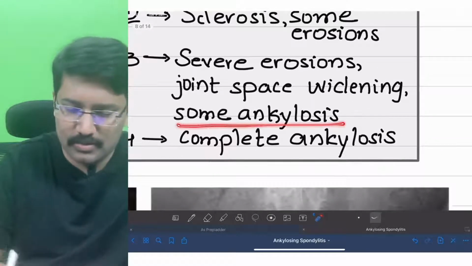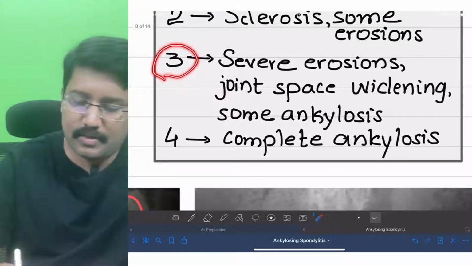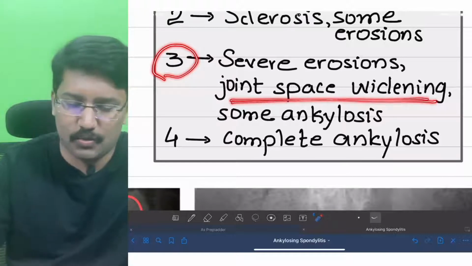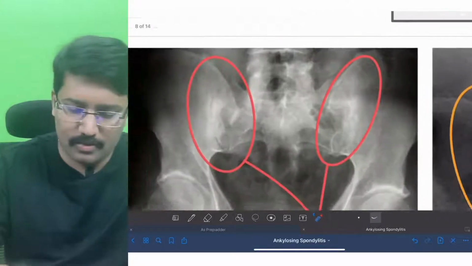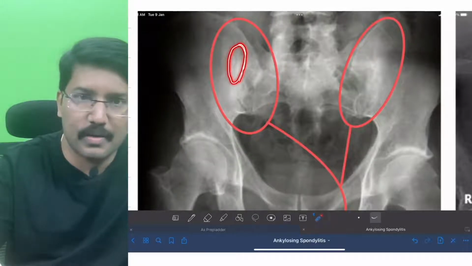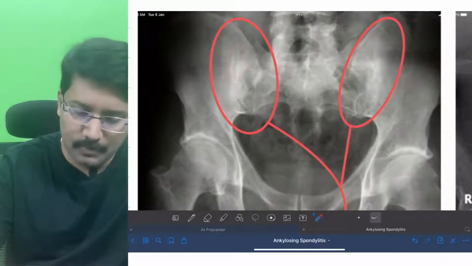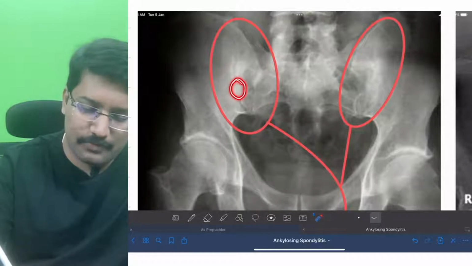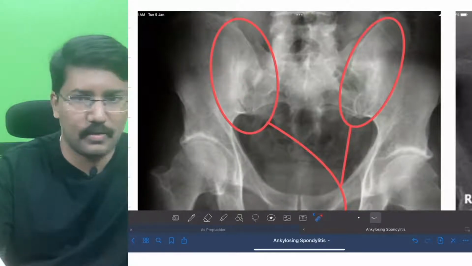Some ankylosis, that means it is grade 3. There may be joint space widening associated, right? That is grade 3. This typically fits into that. You can probably agree with me that there is joint space widening in this area, right? And in this area there is fusion or ankylosis, right?